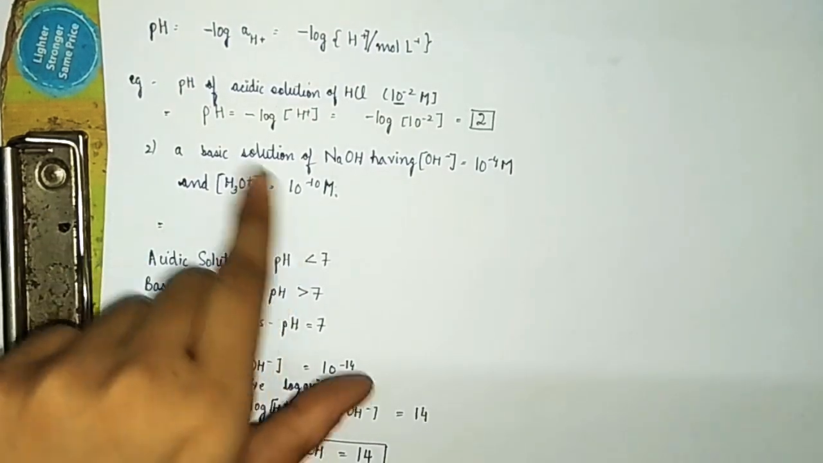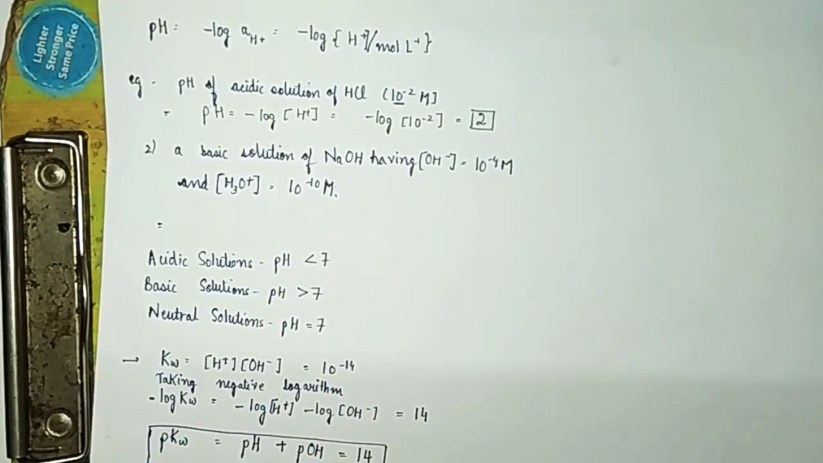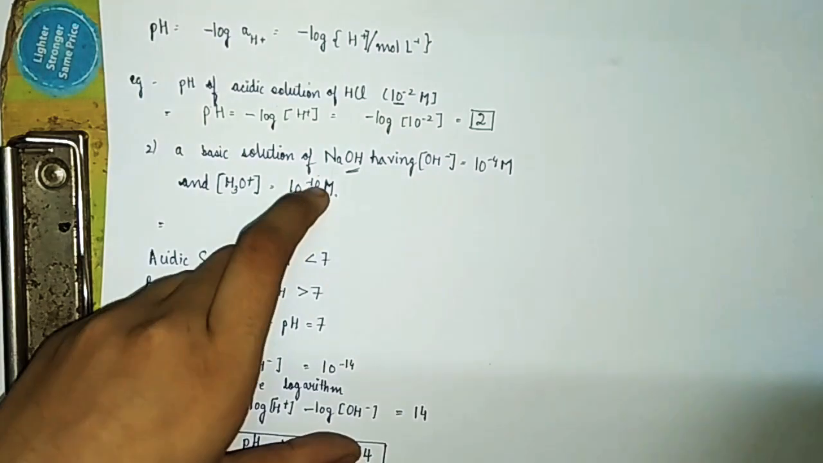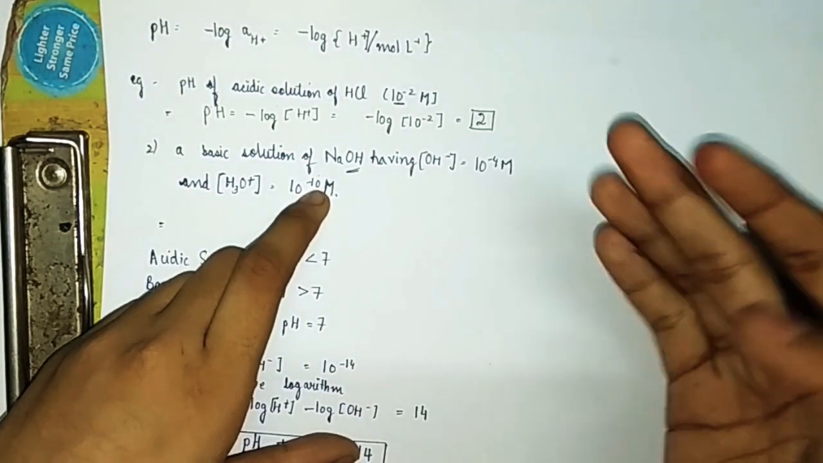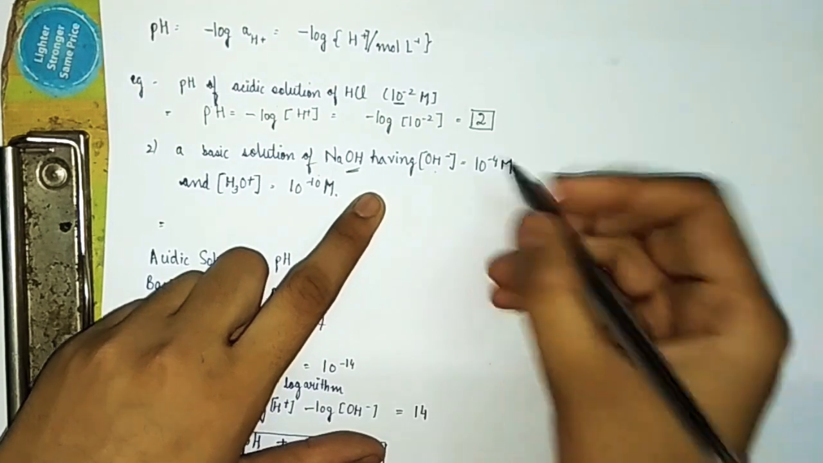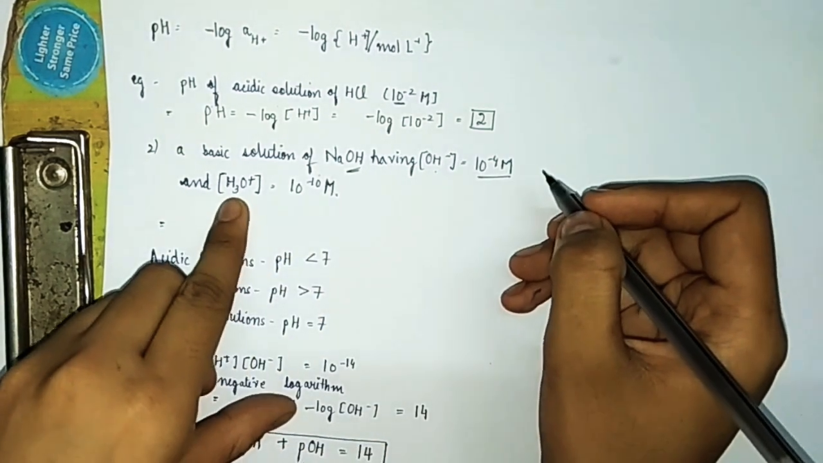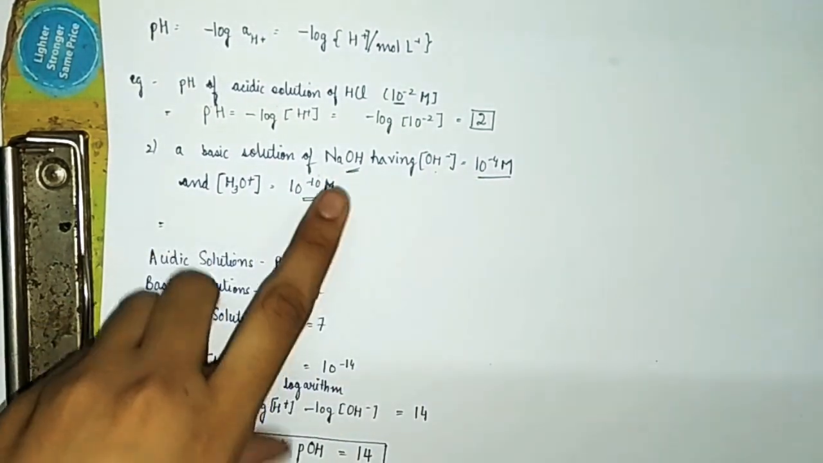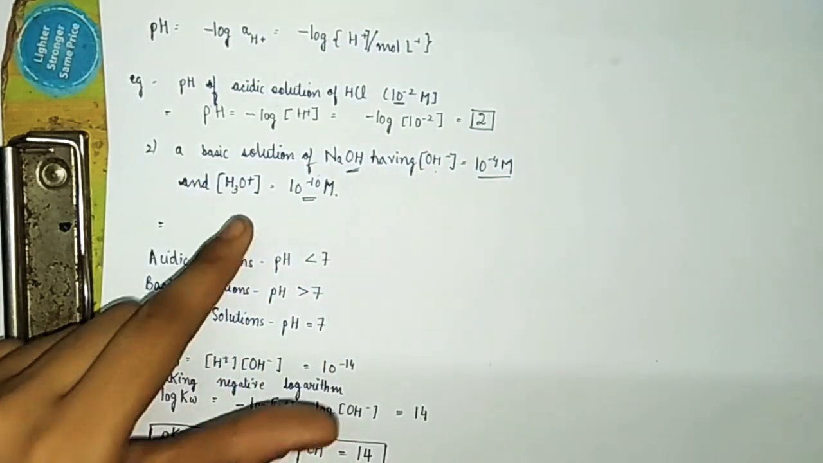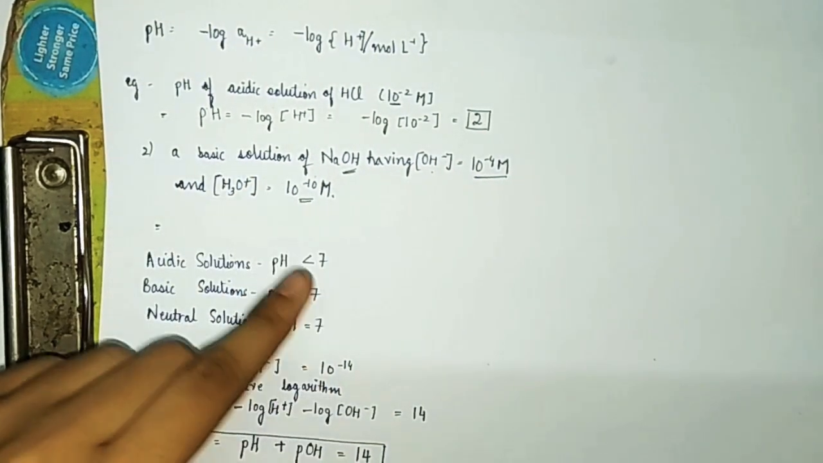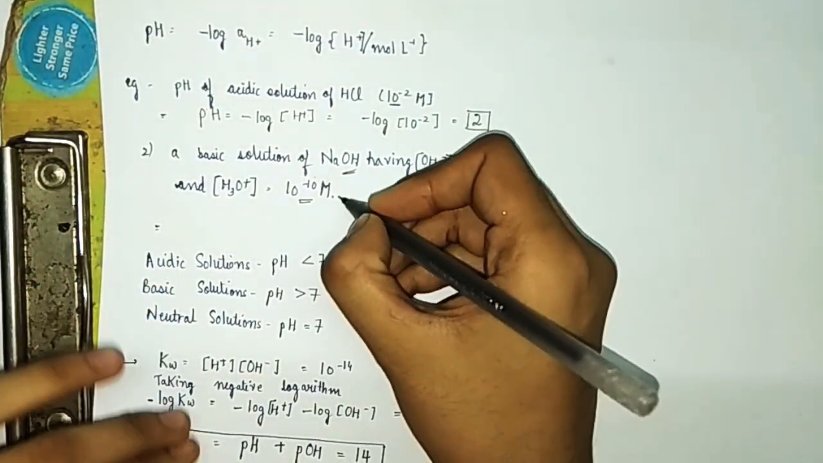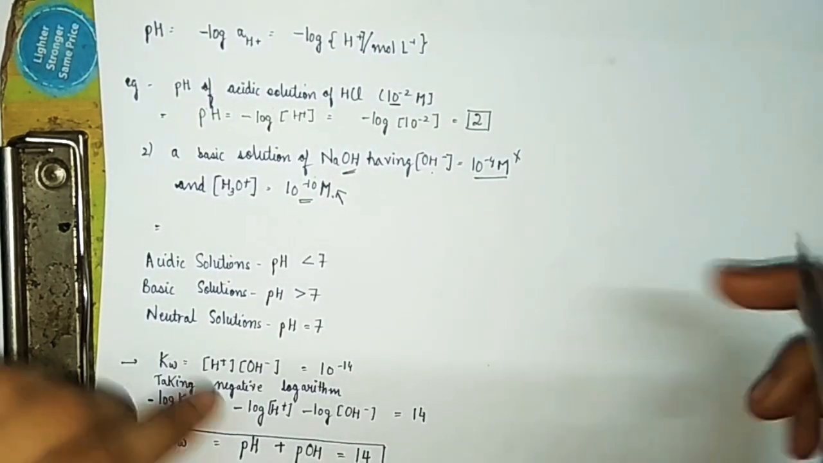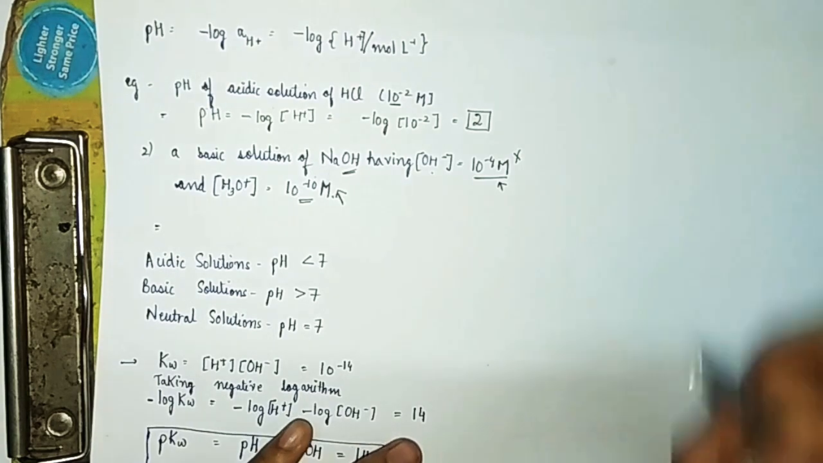Now this is another question from the 11th Ionic Equilibria NCERT. The basic solution of NaOH. This is a basic solution, and we are asked to find the pH, having hydroxide ion concentration as 10 raised to the minus 4 molar and H plus ion or hydronium ion concentration as 10 raised to the minus 10 molar. So don't get confused. We only have to use the H plus ion, hydronium ion concentration for calculating the pH. So we will use only this value and not this. If we were asked to calculate pOH, then we would use this value.